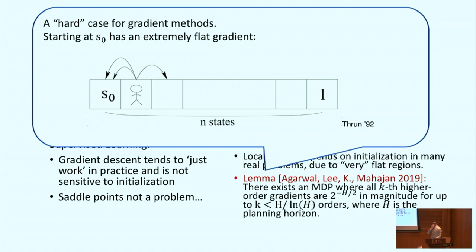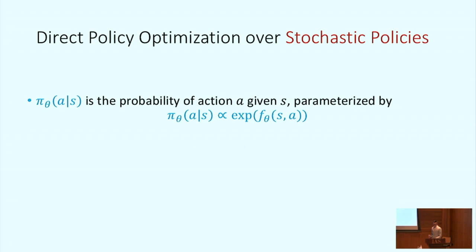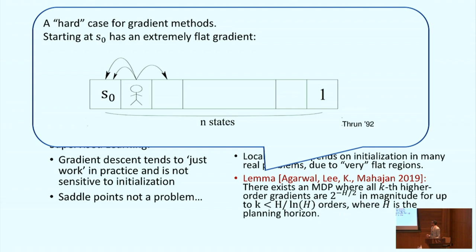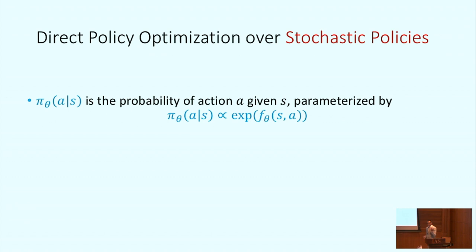Okay. So in a sense, saddle problems, roughly speaking, are due to the lack of exploration that causes saddle points. So you can get very, very ill-conditioned problems in a real sense. That said, let's start looking at stochastic policies now, because we want to do gradient descent.